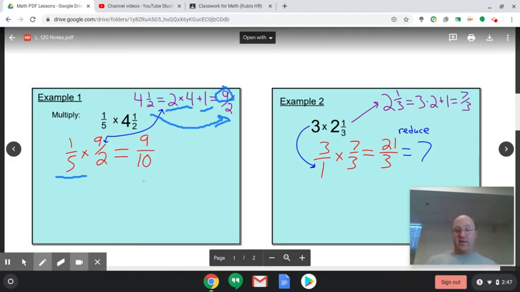We don't have to simplify or reduce. It's already done for us. 9 and 10, there's nothing we can divide them both by. We don't have an improper fraction, so we're golden.